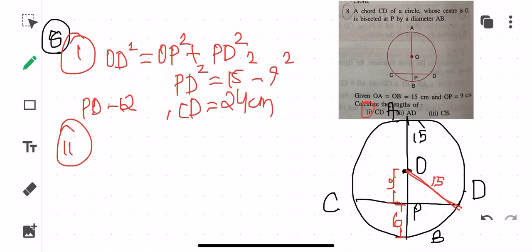Okay, so we'll be now moving to the next thing, children, that is our sub question 2, that is AD. So how you're going to find out AD, children? So for AD, it is understood that you need to join these 2 particular lines, the ones which I'll be joining through blue pen. So this is going to be my AD. So you need to find out how much this will be equal to. Now how you're going to find out this, children? Here also you can use Pythagoras theorem if you want.